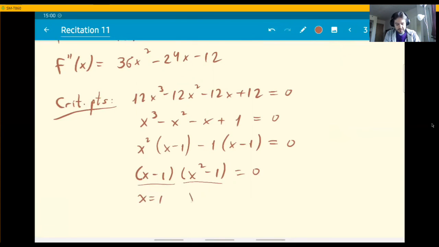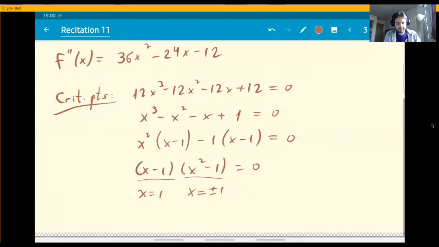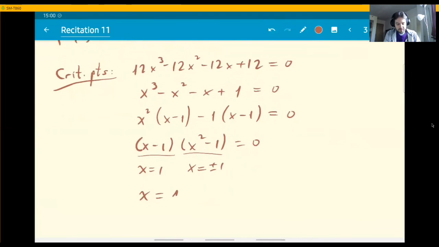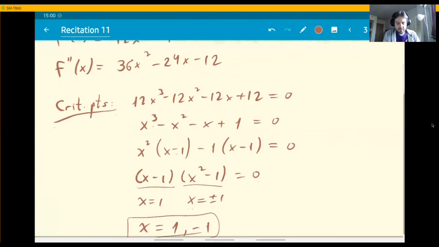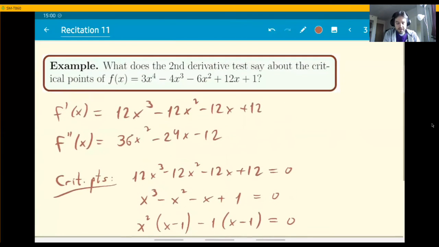And in the second factor, you have x equals plus or minus 1. So the critical points are 1 and minus 1, two locations where the derivative can be 0. Now go back to the question. They're just asking us to apply the second derivative test. What does the test say?